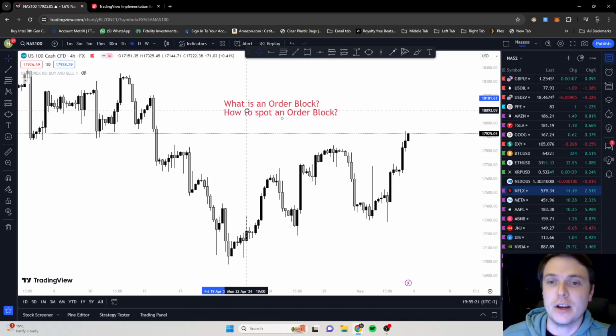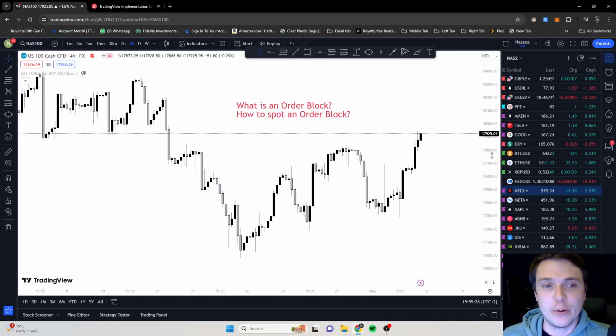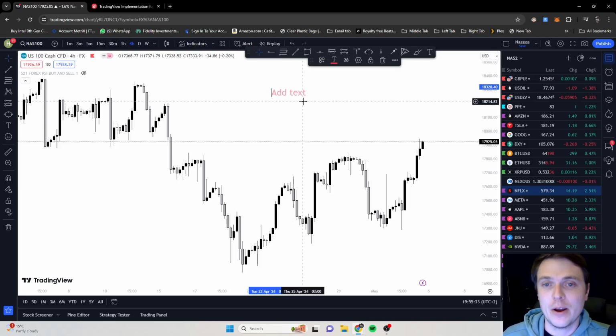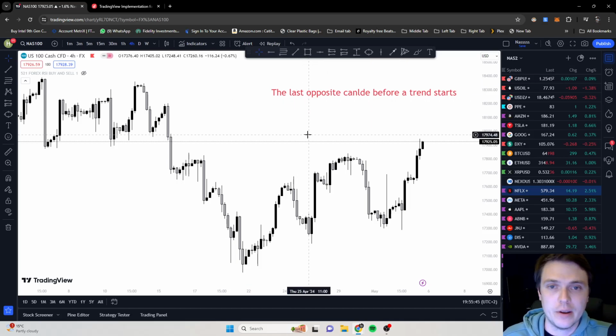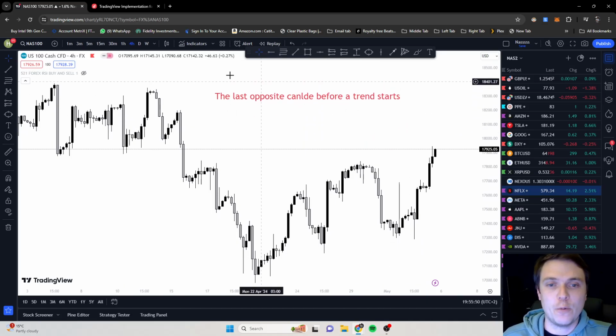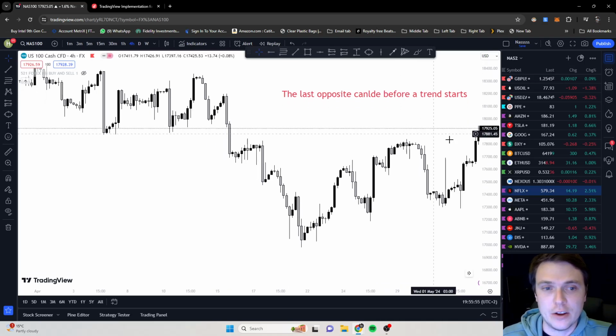Okay, so how to spot an order block, the most important part probably of this video. We're going to quickly go through it. We're going to delete this and I'm going to type a very important sentence out for you that you need to remember when you look for an order block. It's the last opposite candle before a trend starts. Write that down if you want to, put it somewhere on your wall if you want to, otherwise just remember it. But let's quickly go to an example.